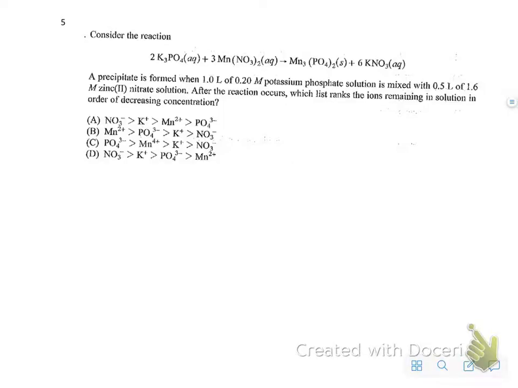Okay, let's take a look at number 5. Number 5 is actually pretty complicated. It says a precipitate is formed when 1 liter of 0.2 molar potassium phosphate is mixed with 0.5 liters of 1.6 molar zinc nitrate. After the reaction occurs, which list ranks the ions remaining in solution in order of decreasing concentration? Okay, so I think this deserves an ICF table or an ICE table, whatever you want to call it.